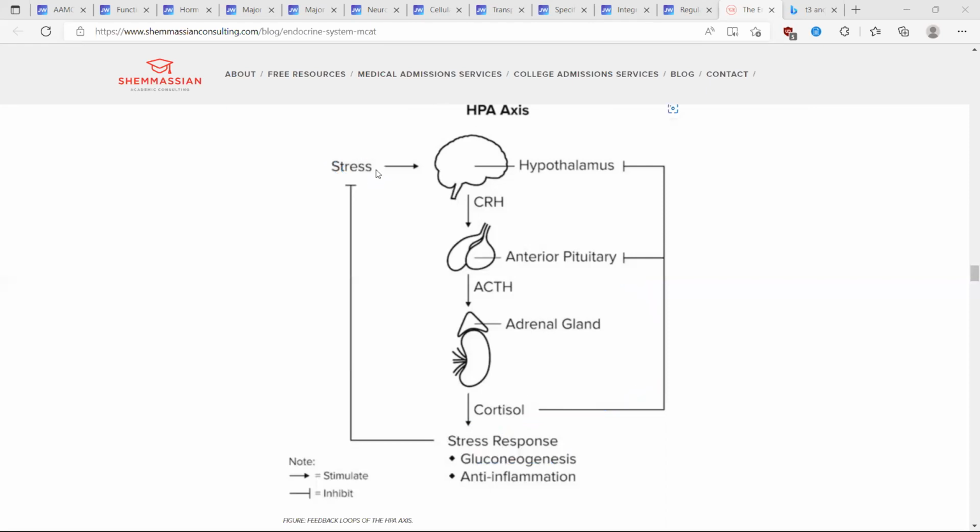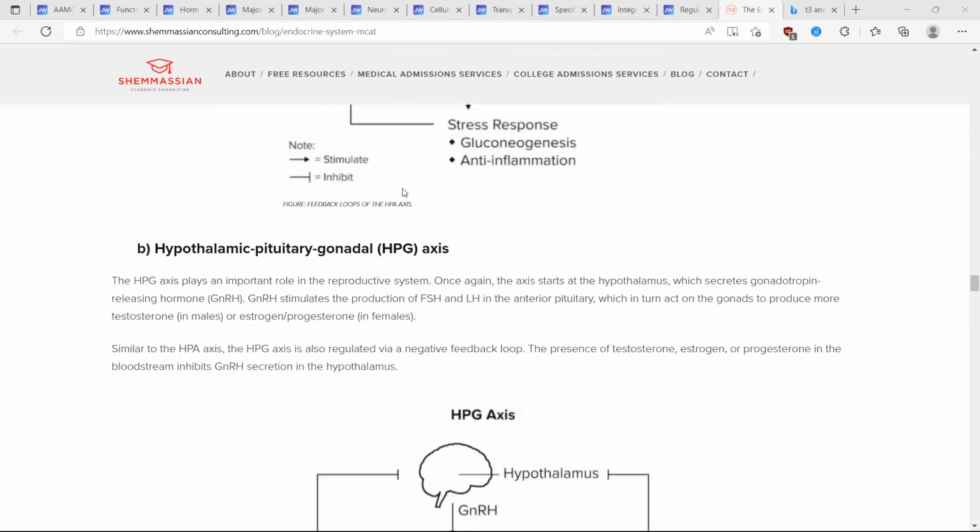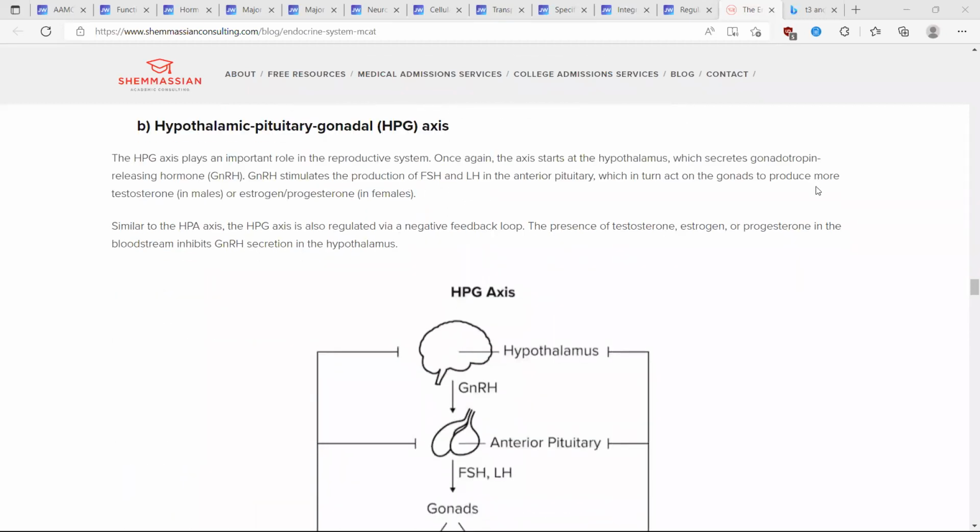Actually, I think we're going to talk more about stress in, which section? Is this psychology? I think it's in psychology. I think we talk more about stress in psychology, which is pretty interesting.